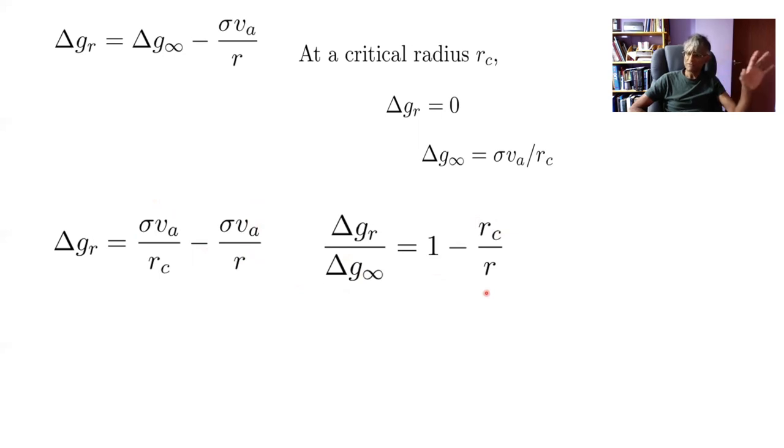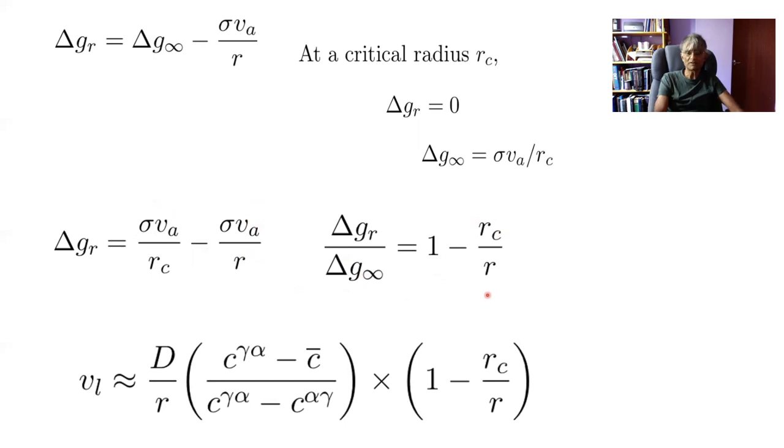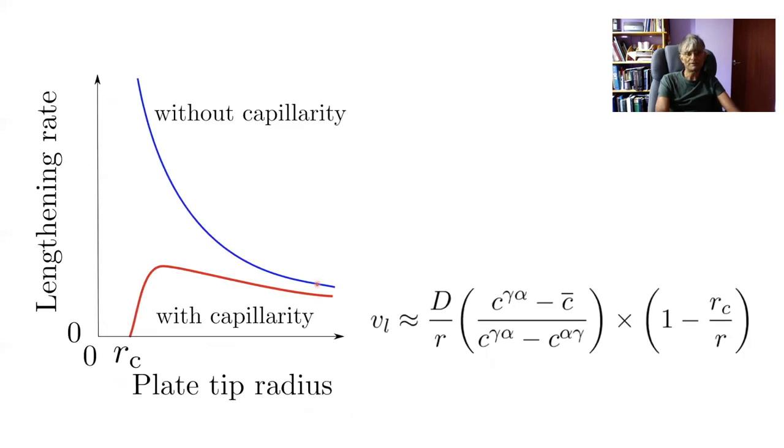So in the original derivation we didn't account for this extra cost. So if we just take that original derivation and scale it by this, then we get the lengthening rate, which does take account of the plate tip radius, of the creation of interfacial area. And when I plot this graph, this was the original graph where we neglected the creation of interface. And this is the corresponding graph when we include the cost of interface, with the lengthening rate going to zero when the plate tip radius is the critical radius, rising to a maximum, and then falling gently as the cost of creating interface becomes smaller and smaller because the interface curvature is becoming flat.